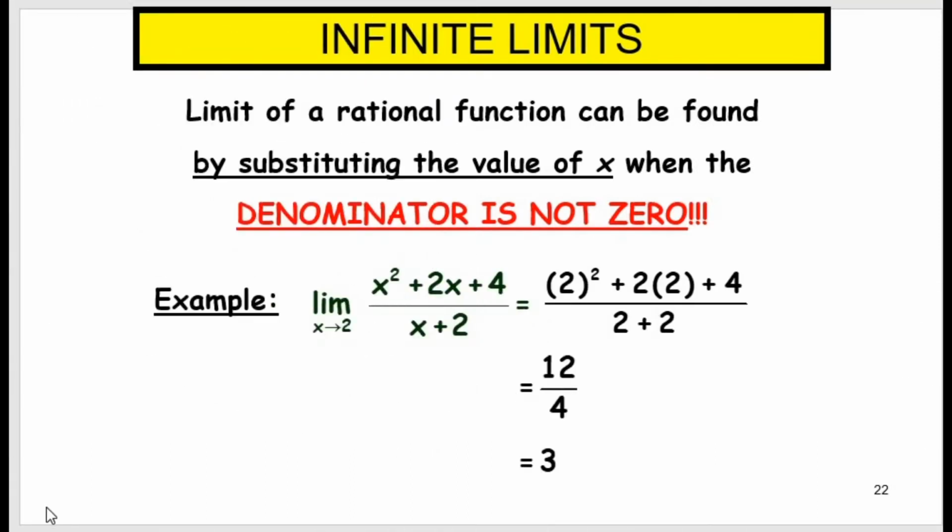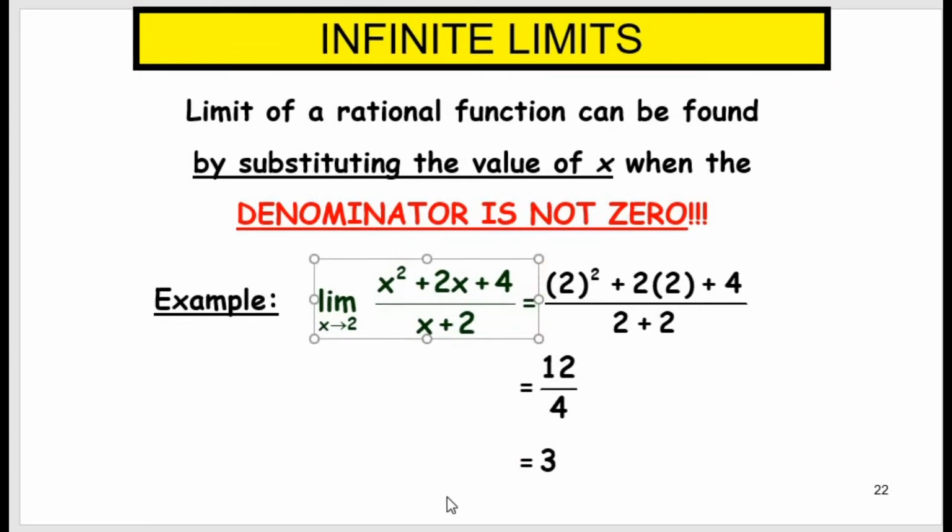So for the next lesson, we're going to learn about infinite limits. The limit of a rational function can be found by substituting the value of x when the denominator is not 0. For example, if you have limit x approaching 2 for a function in rational form, you just need to substitute the value x is approaching inside the function. Okay, and then you get the answer.